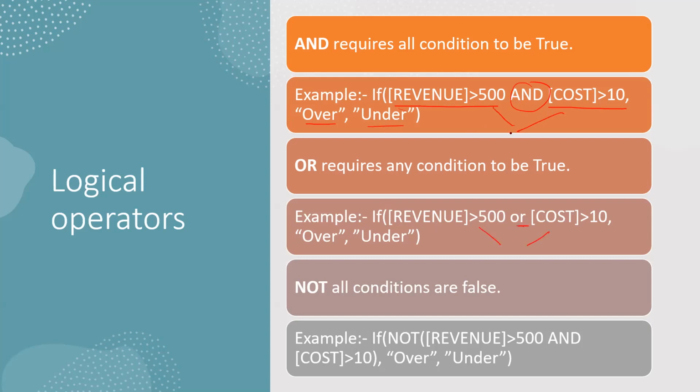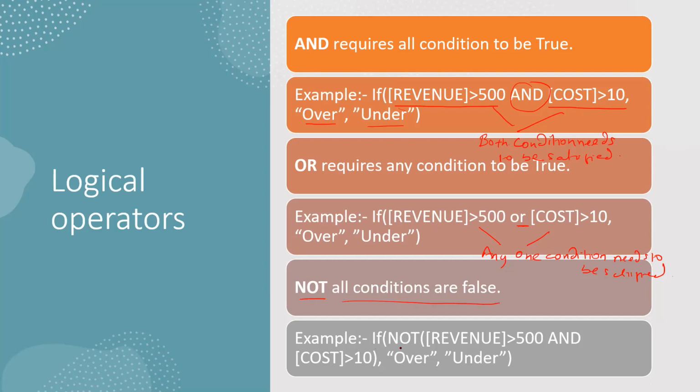Here with AND, both conditions need to be satisfied. Here with OR, any one condition needs to be satisfied. And NOT means all conditions are false.